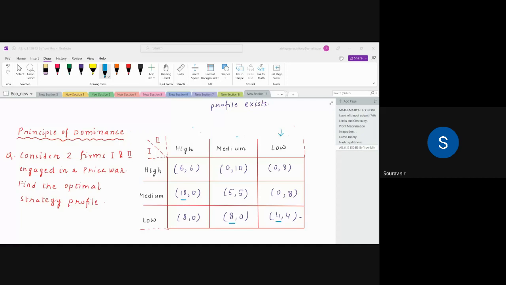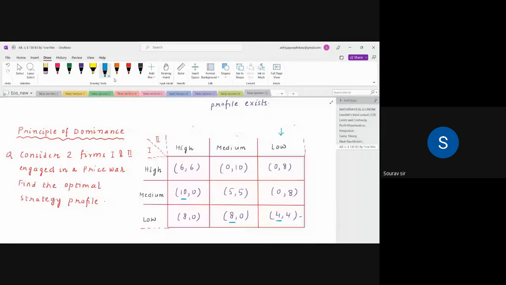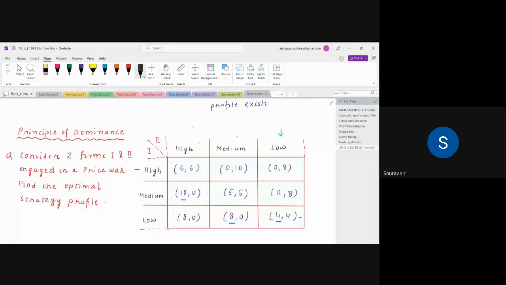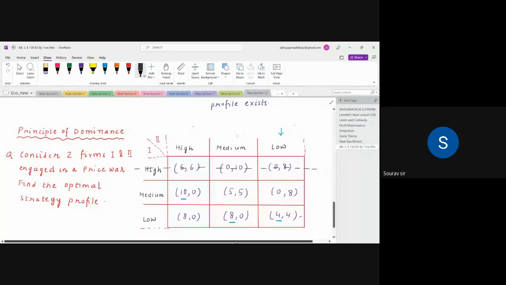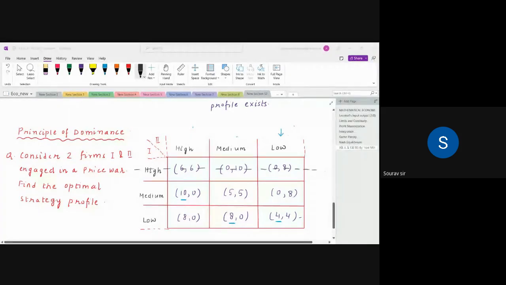That means no matter what player two does, whatever strategy he takes, player one will never choose to play high. That means for player one, high is a dominated strategy. He will never choose that. So if the strategy is dominated, it will never appear in the optimal, right? The crux of the matter is, if it is a dominated strategy, he will never play. So remove this row from the story, from your calculation. That's the simple thing.